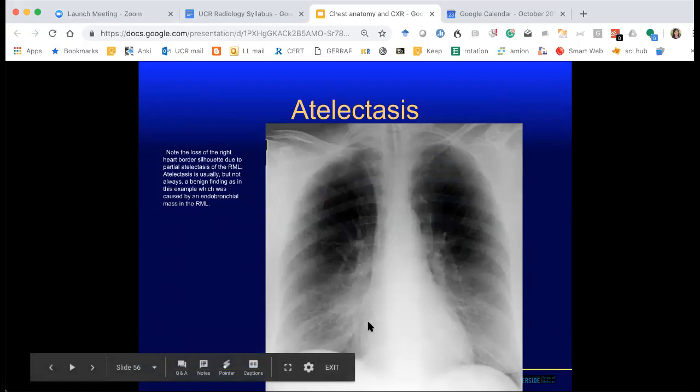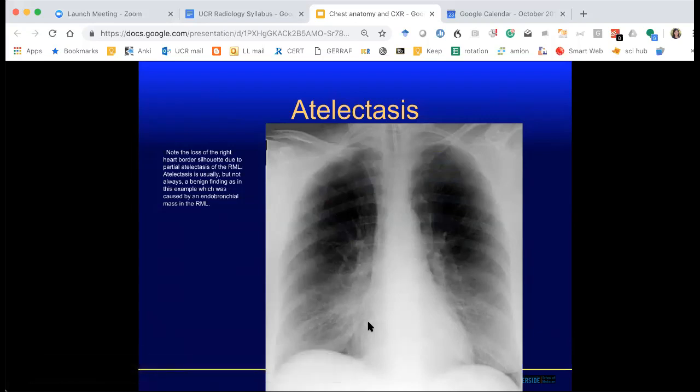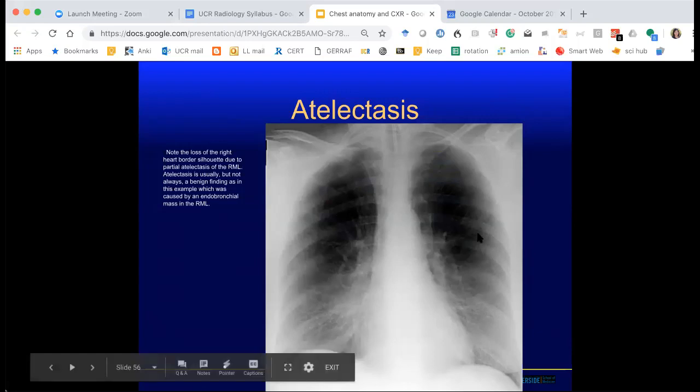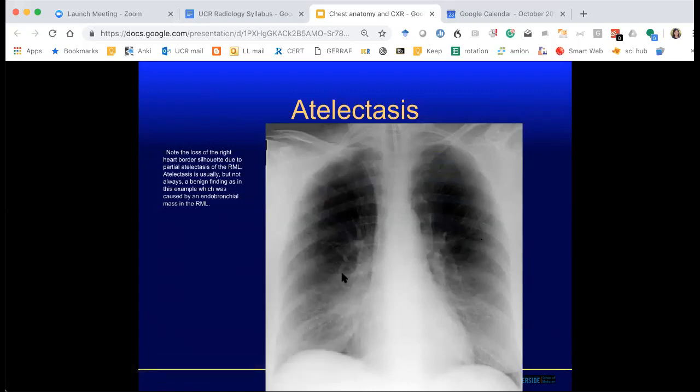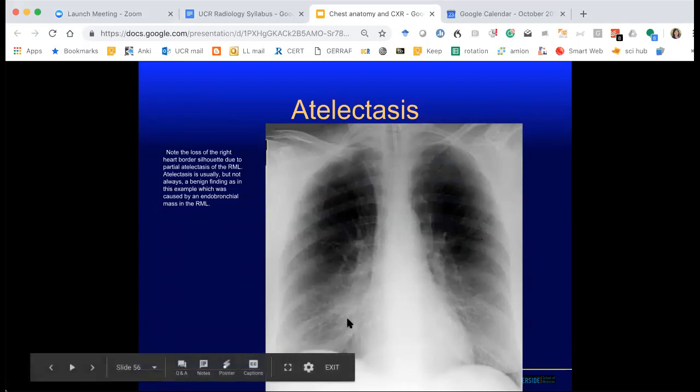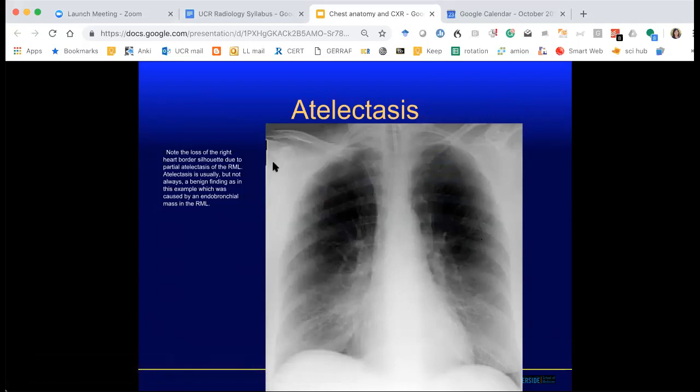Is there compensatory hyperinflation here? Yes. Which side? Which side do you think has compensatory hyperinflation, Madeline? Right. Yeah, I wouldn't say compensatory hyperinflation. We'll see clear examples of that. It was just really the right hemidiaphragm elevation, and so this is atelectasis. I forgot to mention in the lines and tubes that there's a central line here. What is this central line?